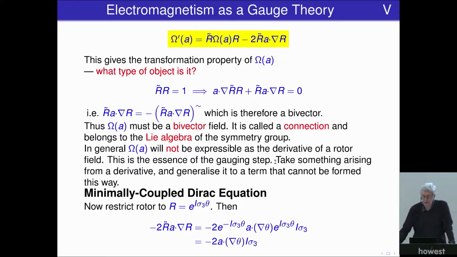To get electromagnetism, we now restrict the rotor to the form we first thought of with this phase change, e to the I sigma 3 theta. So let's work out what this is. Here's the object. The new bit is minus 2 r reverse a dot grad r. I won't go through the details. It's pretty quick, but you find that that's the same as a dot grad theta I sigma 3.